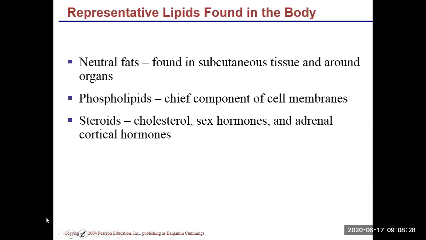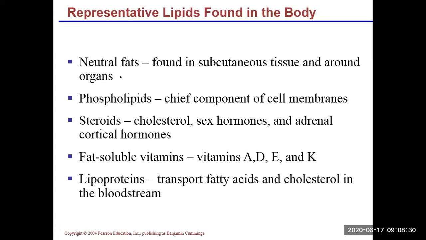All right, so neutral fat, phospholipids, a steroid, fat soluble vitamin, lipoprotein, they're all unique. And again, the examples of it we discuss. You could find these vitamins A, D, E, and K. They are fat soluble vitamins, so you have to be careful of taking it. You cannot keep taking it forever.